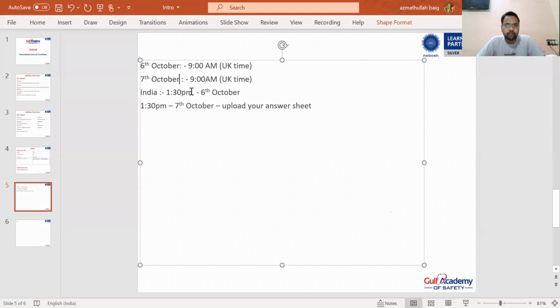In that case, you have to send an email to the learning partner, Gulf Academy of Safety, stating that, see, I have booked my examination in India, but due to my work commitments, I have to suddenly travel to Riyadh. So please shift my center to Riyadh. Just send a simple email. That will be done. Okay.